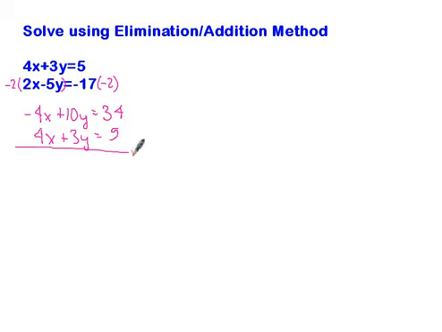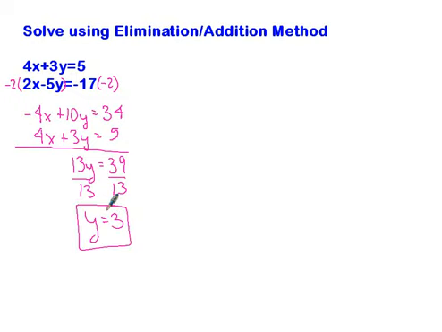Now if I add these together, my x values are going to eliminate. -4 plus 4 is 0, 10 plus 3 is 13y, and 34 plus 5 is 39. Since I've eliminated x, I can solve this for y. Just divide by 13, and you get y is equal to 3. So that is the y value of where these two lines are going to cross.